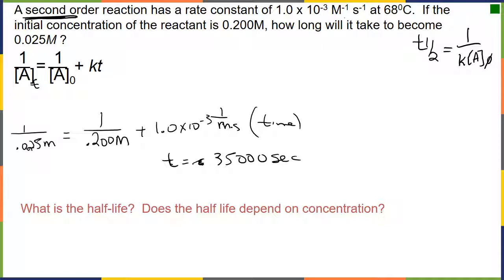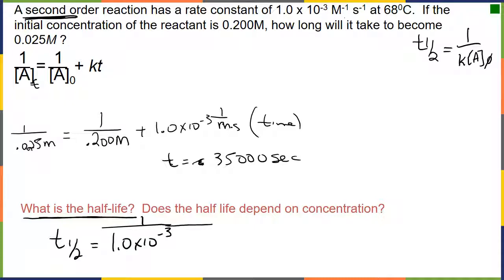What is the half-life? We can do the math and calculate the half-life because t to the 1/2 is equal to 1 divided by 1.0 times 10 to the minus 3 multiplied by 0.2, and we get a half-life for this specific time in this reaction of 5,000 seconds. The second half-life would be double that value. All right, that is the integrated rate law. How long, or how much, is left?